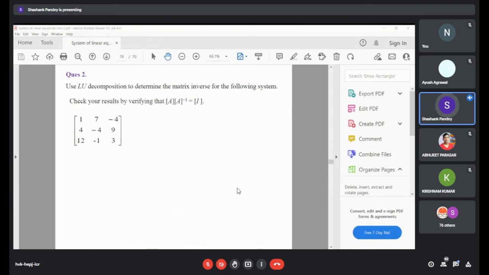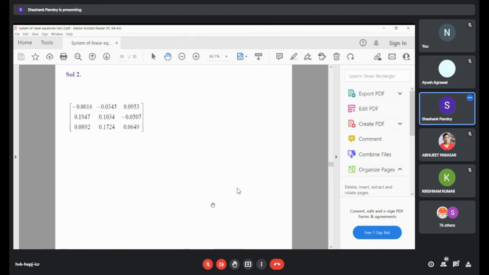Okay, so I'll share you these two problems. You solve it using this technique, the LU decomposition technique. I'll also share you the PPT. So you solve these two problems. This is the answer for the second question.